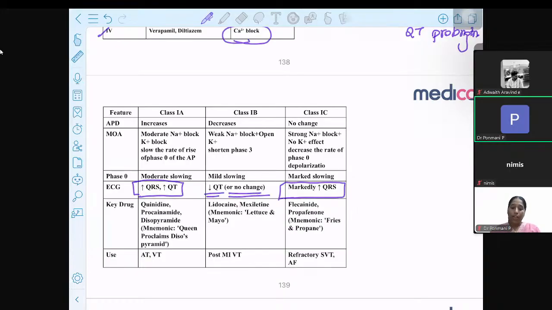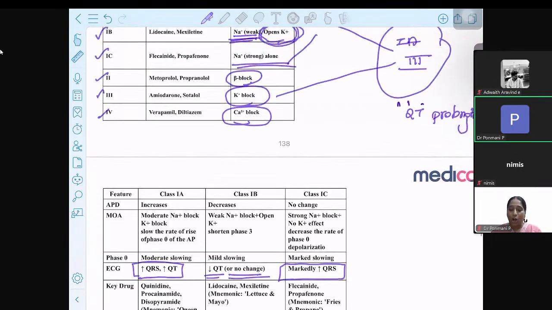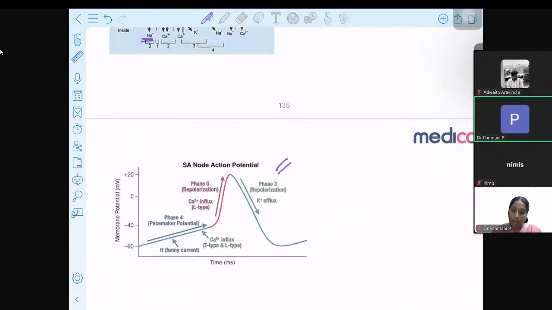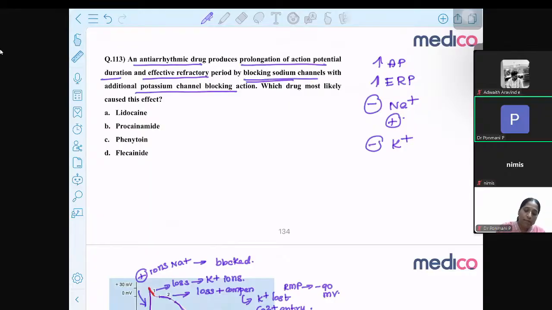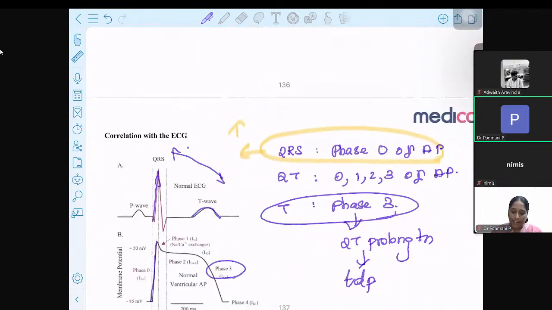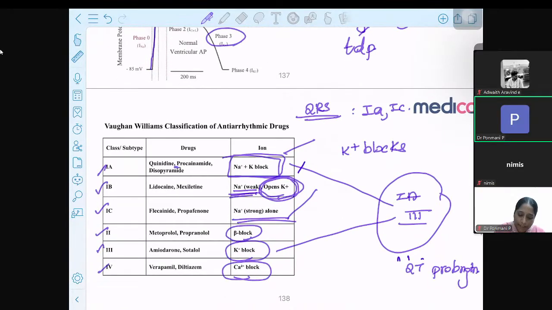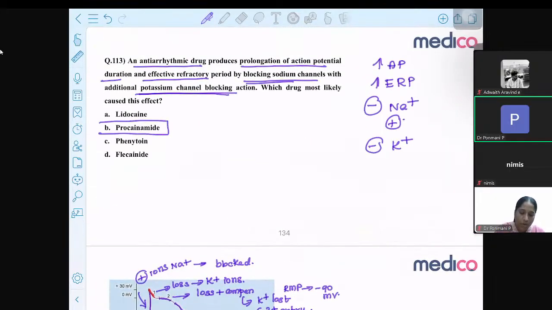Okay. So now what are they asking? They are asking which class is causing QT prolongation. That is, it is blocking the sodium as well as having additional potassium channel blockade. So you need to look at the list of drugs which come under class 1A. If you note, there is a drug called procainamide, which comes under class 1A. So the answer here is option B, which is procainamide.